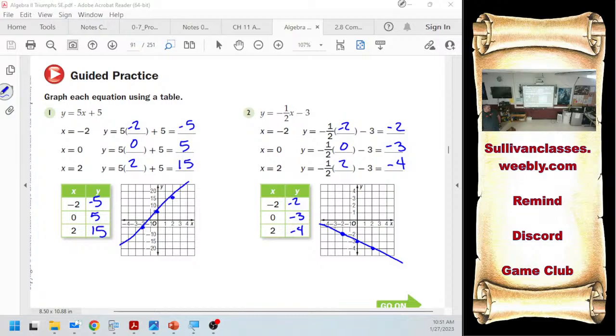Graphing by table is something that we did first semester. This should just be review for us. But we're reviewing this because this is your fallback option. If you get lost in it, you can always come back to do it by table.